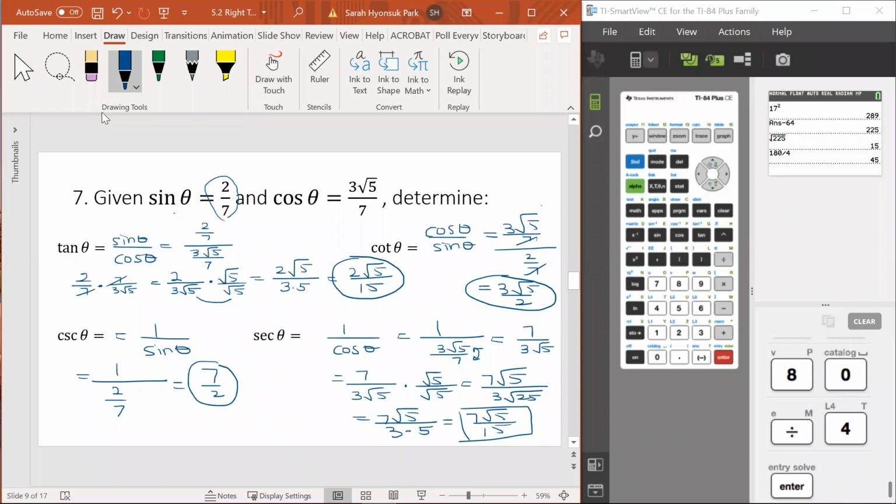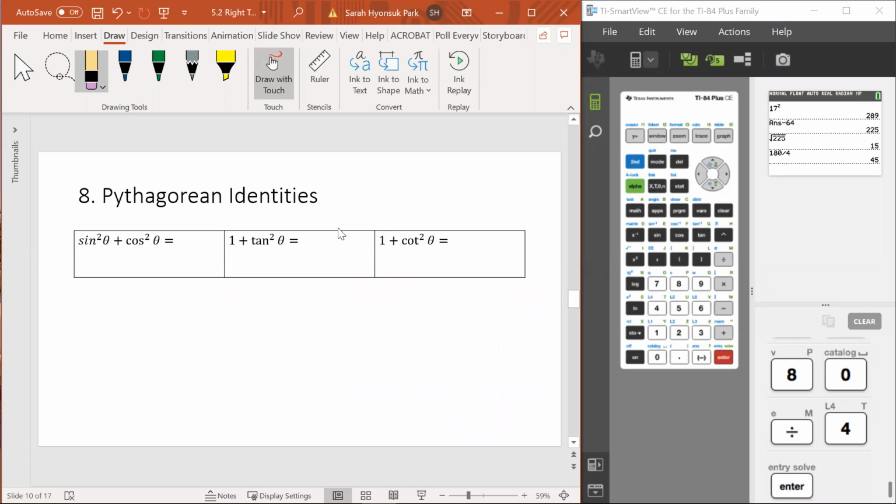Okay, so we've used the reciprocal identities and also the quotient identities to do this. Okay, there's also Pythagorean identities, and this is if you take sine and square it and add cosine squared, it's really nice because this is just 1.